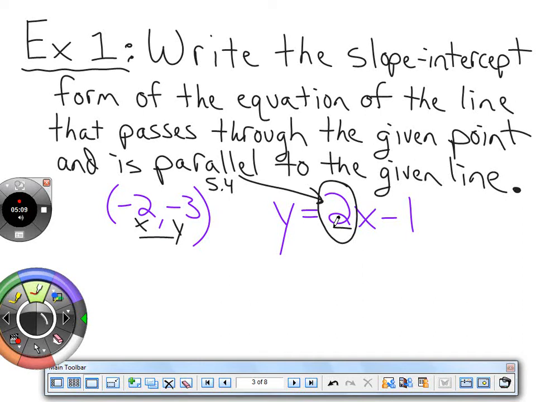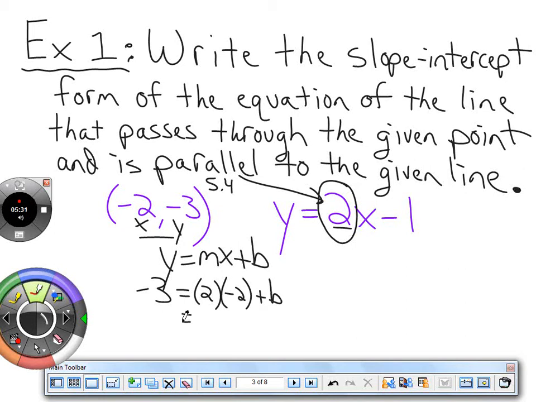So it's the exact same thing as section 5.4, where we're given a point and we're given a slope. If you want to use point slope form, you can, or if you want to start off with y equals mx plus b and go that route, that'll work as well. So I'll just go y equals mx plus b. I plug in the y, so I plug in -3. I plug in the slope, because I know that my slope is 2 if it's going to be parallel to that line. And then the x is -2, and then I'm going to solve for b, like we did before.